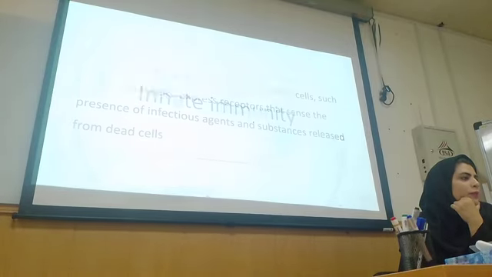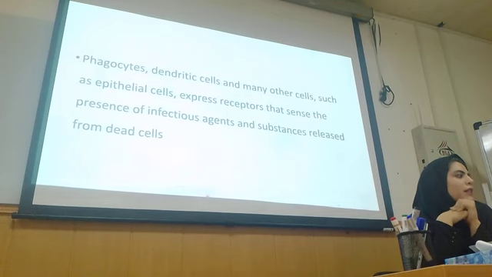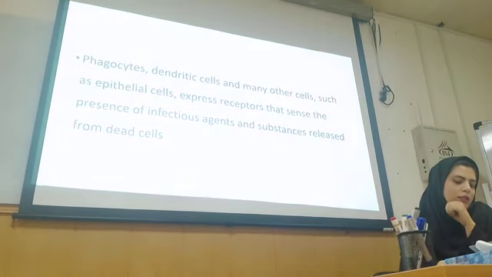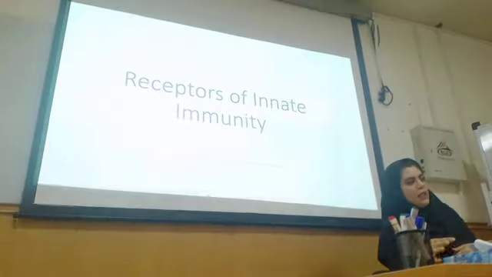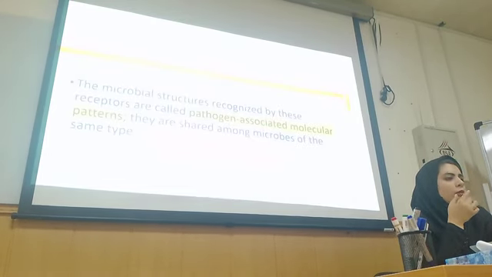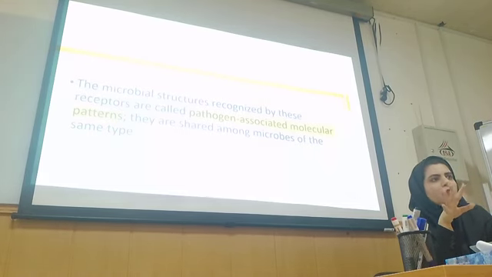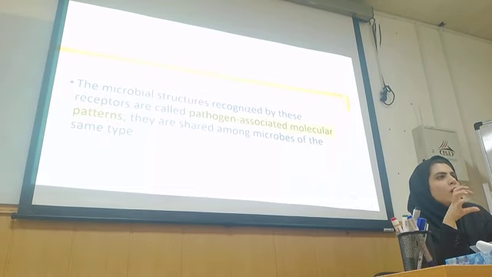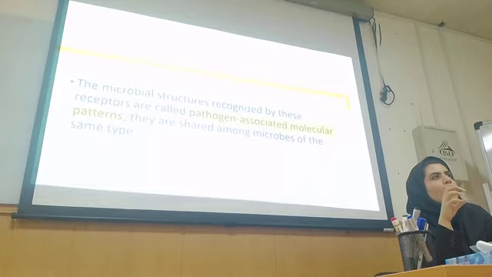Okay, innate immunity. Phagocytes, dendritic cells, and many other cells, such as epithelial cells, express receptors that sense the presence of infectious agents and substances released from dead cells. Receptors of innate immunity are very important. We want to speak about receptors of innate immunity. We have some microbial structures recognized by receptors, called pathogen-associated molecular patterns. These are some receptors that are sensitive to some molecules of the bacteria or fungal elements.